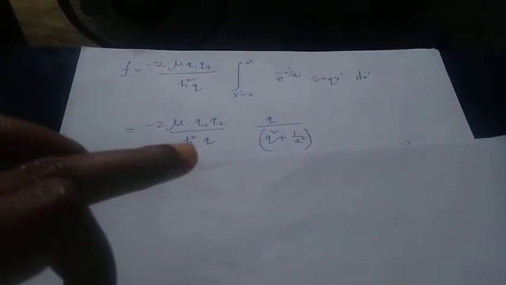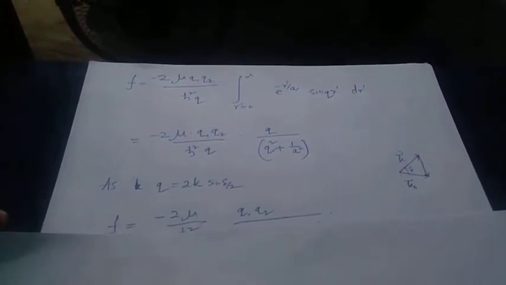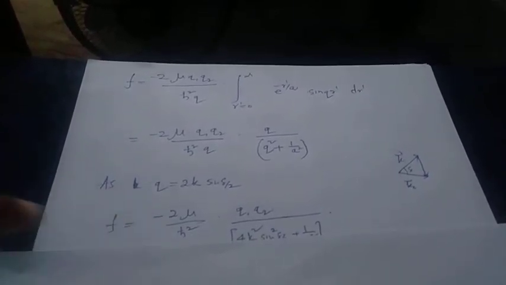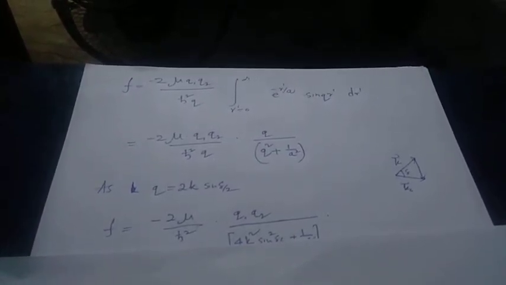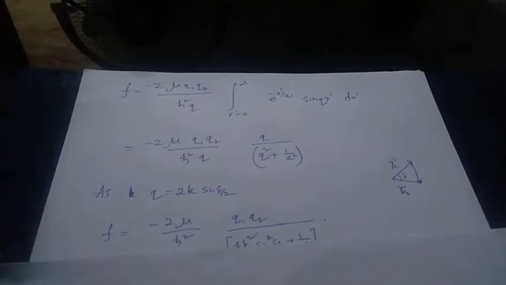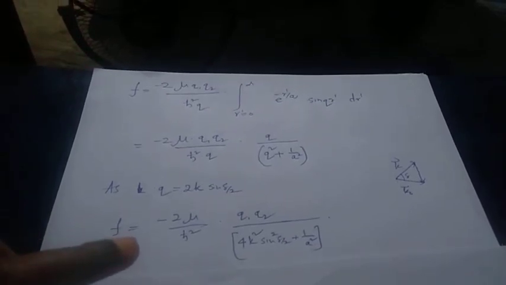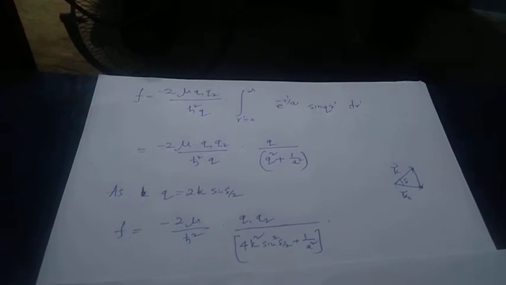q divided by (q² + 1/a²). So we can see the q here and here will get cancelled. In place of q, if you substitute 2k sin(δ/2), where δ is the angle between the vector k0 and the vector k, then we can see the scattering amplitude as -(2μ/ħ²) × Q1 Q2 / (4k² sin²(δ/2) + 1/a²).